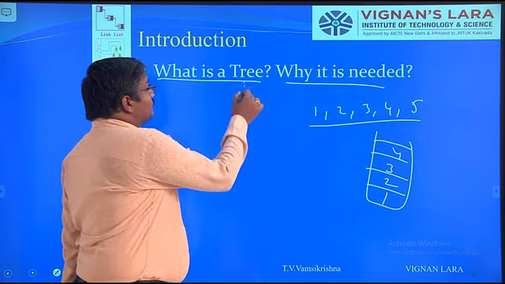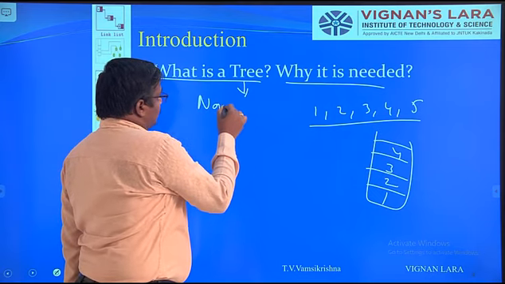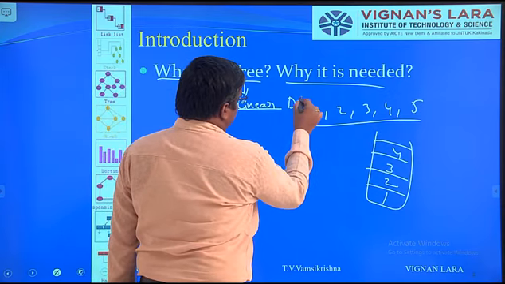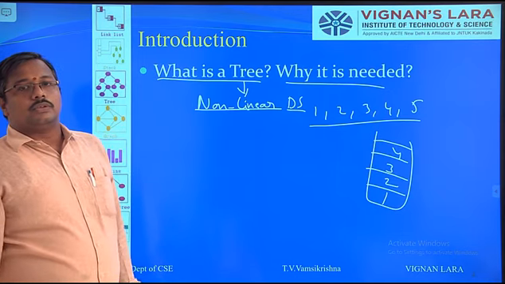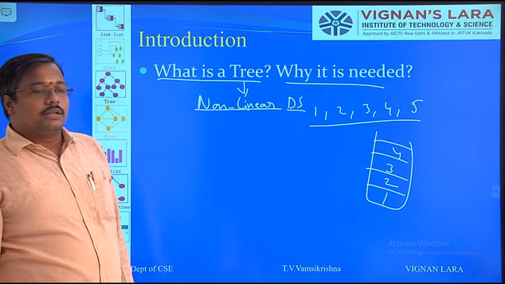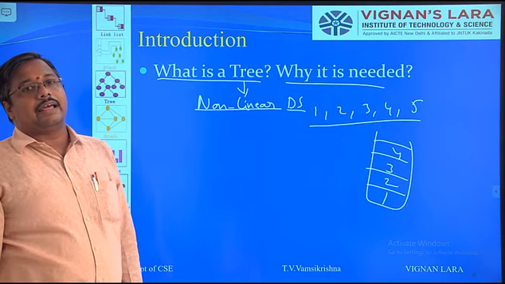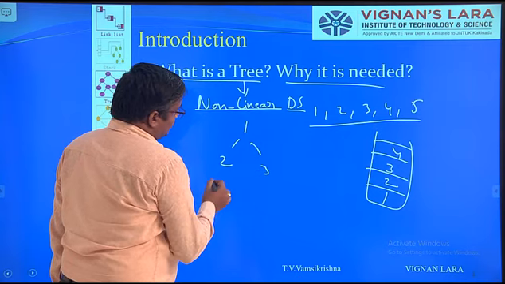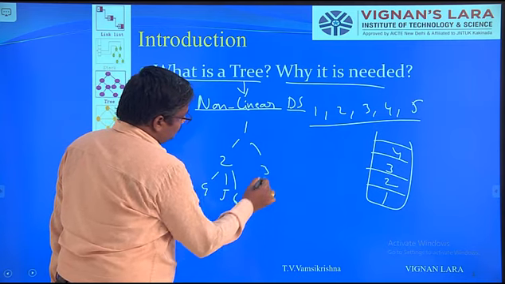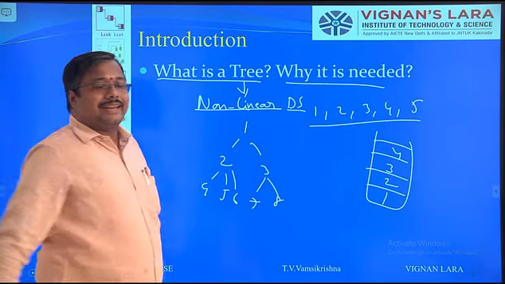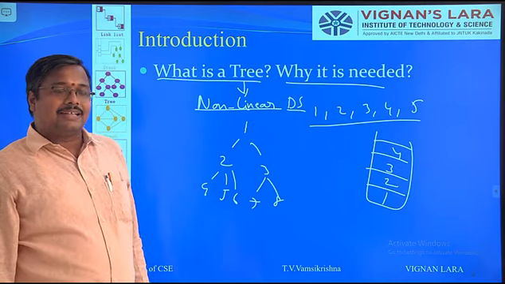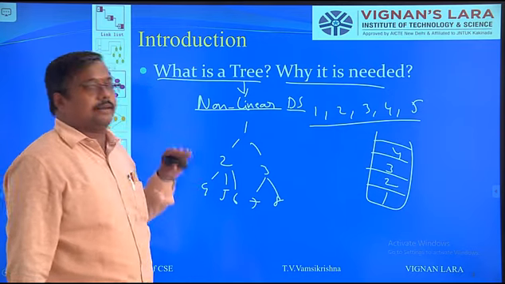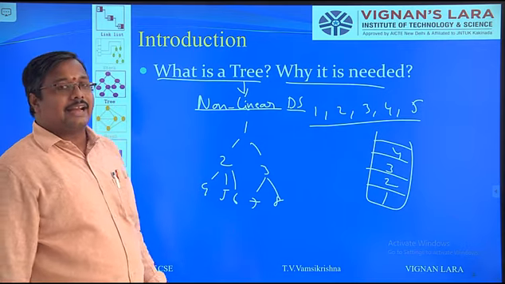So the tree comes under non-linear data structures. What is non-linearity? It means that other than a straight line, we can arrange the elements in any other pattern, like this. So the tree can be simply defined as the arrangement of elements in a hierarchical pattern. This kind of pattern is called a hierarchical pattern.